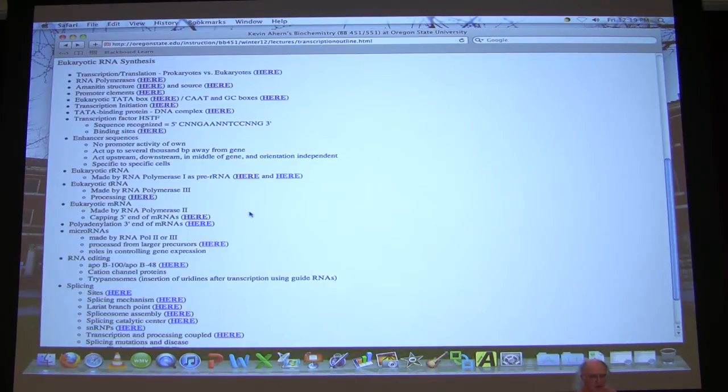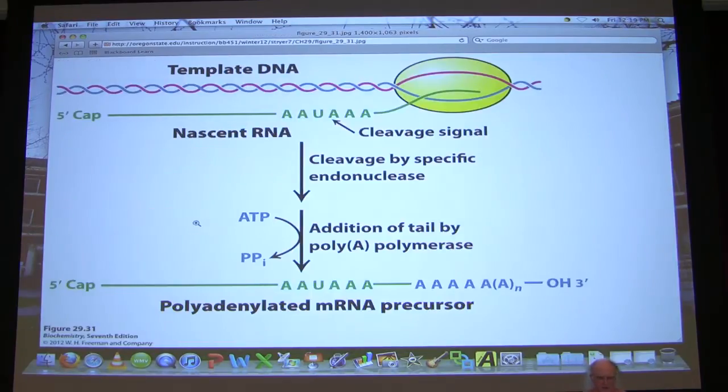Okay. Another interesting modification that happens to eukaryotic messenger RNAs occurs at the 3' end. At the 3' end of eukaryotic messenger RNAs, but not prokaryotic, only in eukaryotic, we see what's called addition of a poly-A tail. The poly-A tail, as its name suggests, is the addition of a bunch of A's to the end.